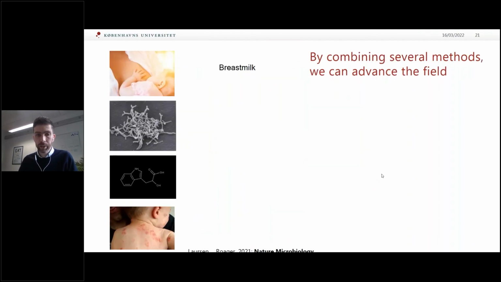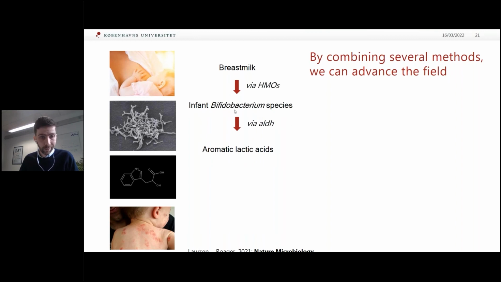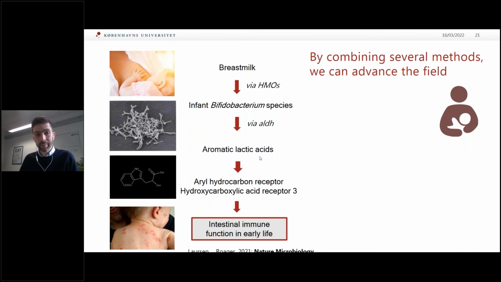And as an example, we recently published a study where we showed that breast milk, via the human milk oligosaccharides that you find in breast milk, are known to promote specific bifidobacterium in early life that are really dominating breastfed infants. And we found that these particular infant bifidobacterium species have an enzyme or gene which codes for an aromatic lactate dehydrogenase, which makes these bifidobacterium species able to produce aromatic lactic acids. And these lactic acids can interact with two different receptors, which are important in intestinal immune function. And we think this might be important in early life.